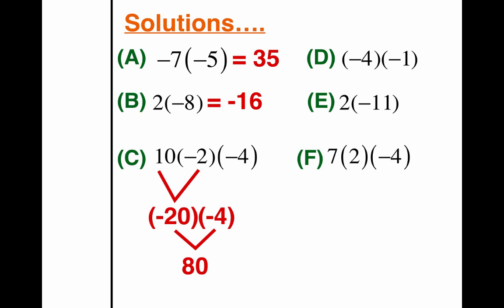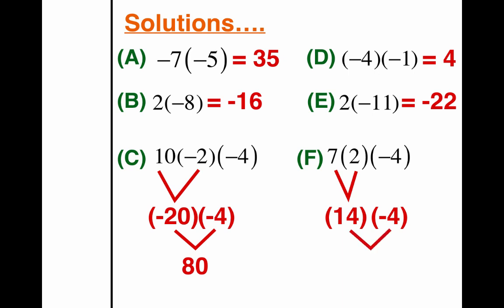All right, letter D, negative 4 times negative 1 is a match, so that's a positive 4. Letter E, those are not a match. 2 times negative 11, that's negative 22. They don't match up. And then the last one, go in steps. 7 times 2 is a good match. It's positive 14. But when you times it by negative 4, they don't match again. They're opposite signs. So the solution is a negative 56.